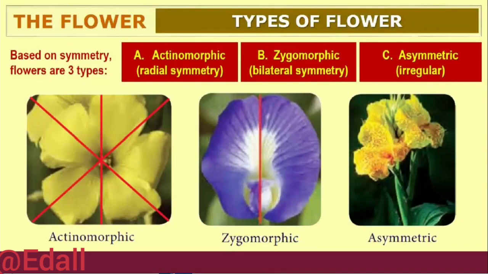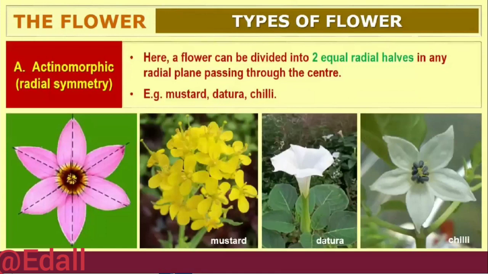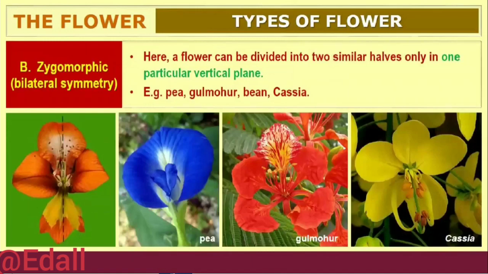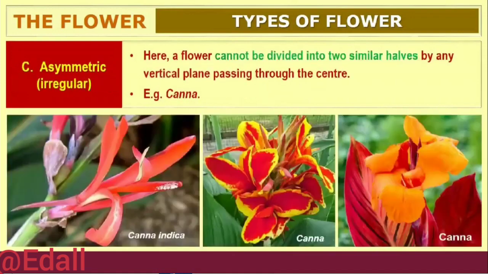When a flower can be divided into 2 equal radial halves in any radial plane passing through the center, it is said to be actinomorphic. For example, mustard, datura, chili. When it can be divided into 2 similar halves only in one particular vertical plane, it is zygomorphic. For example, pea, gulmohar, bean, cassia. A flower is asymmetric, irregular, if it cannot be divided into 2 similar halves by any vertical plane passing through the center, as in canna.